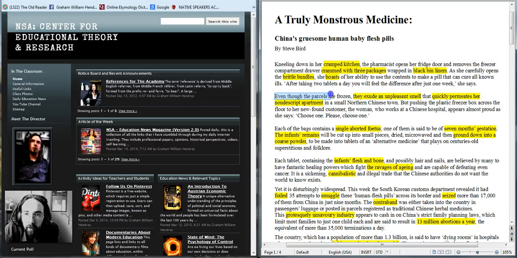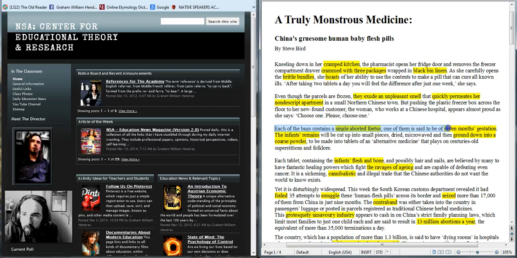Even though the parcels are frozen, they exude an unpleasant smell that quickly permeates her nondescript apartment in a small northern Chinese town. But pushing the plastic freezer box across the floor to her newfound customer, the woman who works at a Chinese hospital appears almost proud as she says, "Choose one, please. Choose one." Each of the bags contains a single aborted fetus.